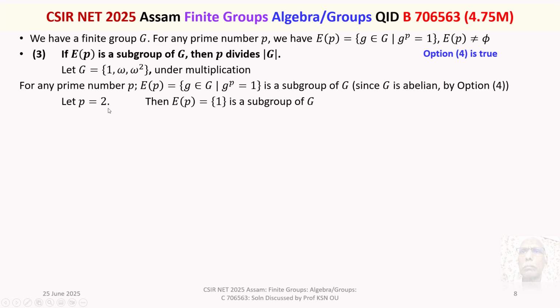But 2 is prime. Does 2 divide the order of G? No. Does 2 divide 3? No. So P equal to 2 does not divide the order of G. So here E of 2 is a subgroup of G, but 2 doesn't divide the order of G for this group G, that is {1, omega, omega square} under multiplication. So option 3 is not true.